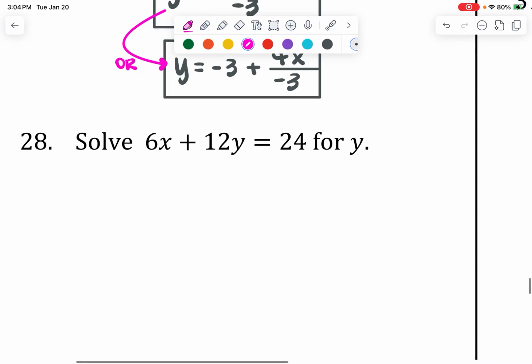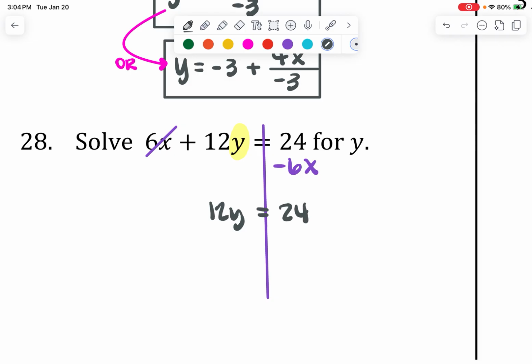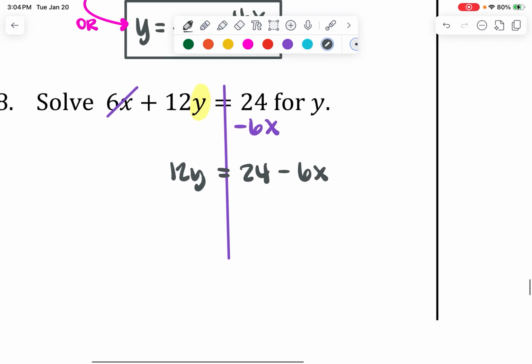Okay. Number 28, it also says to solve for y. So there's my y, and I need to get everything to the other side. Well, how would you get it? It's the same thing as solving any equation. Pretend there's not an x there. What would you do? You would subtract the 6 and divide by 12, right? We're going to do the same thing, but we're going to subtract the 6x. So we're going to have 12y. I just can't do anything with 24 minus 6x, so I'm just going to leave it like that.